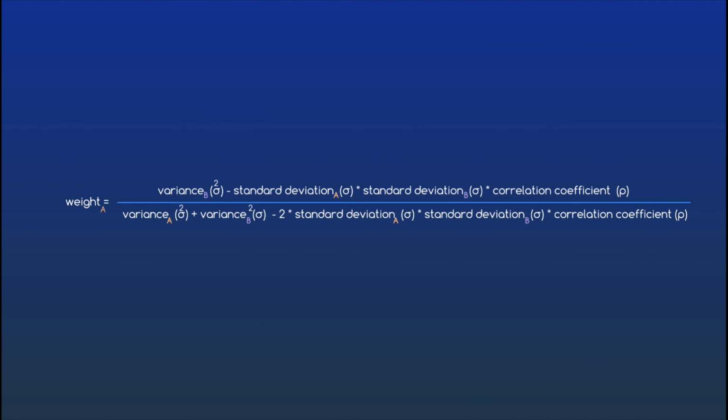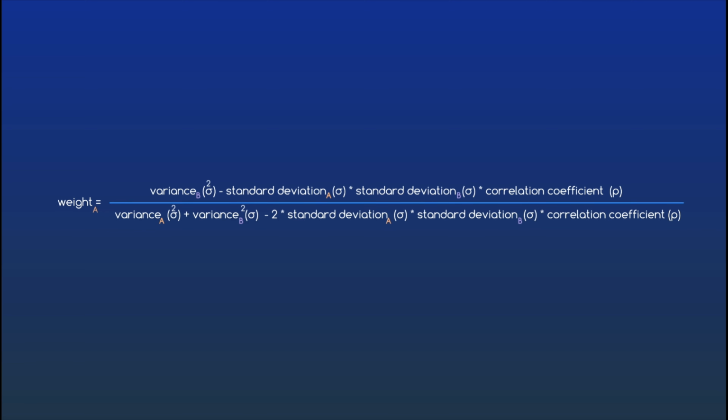The formula for calculating the minimum variance portfolio, which consists of two securities, is: weight of security A, for the allocation of the first security, which will also determine the share of the second security, equals variance of B, the variance of security B, minus standard deviation of A, the standard deviation of security A, times standard deviation of B, the standard deviation of security B, times correlation coefficient between security A and security B, divided by variance of A plus variance of B minus 2 times standard deviation of A times standard deviation of B times correlation coefficient between the two securities. So that's the theory for now.